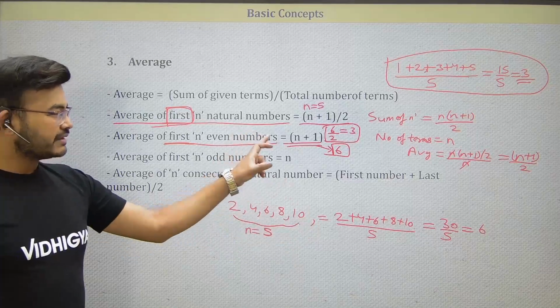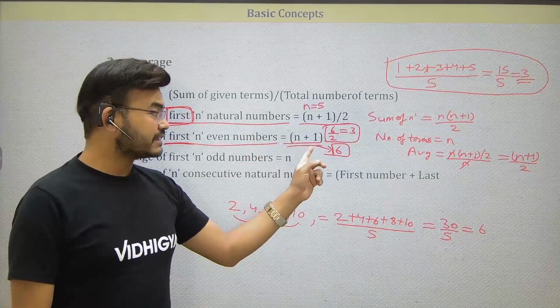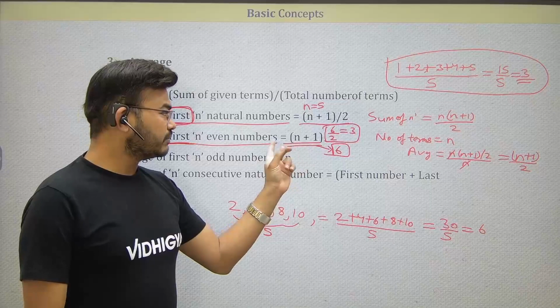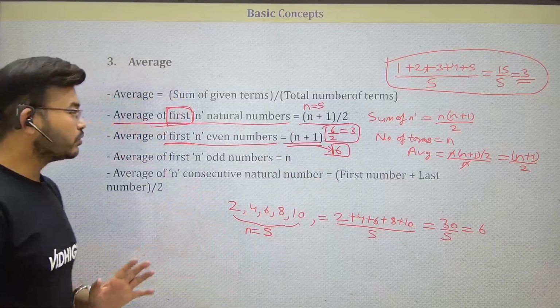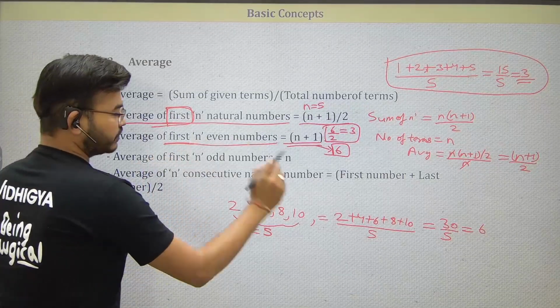So these are the important tricks, the magical tricks that are there. You just need to substitute the number of terms over here and add 1 to it. You will get the average whenever you want to calculate the average for first n even numbers.